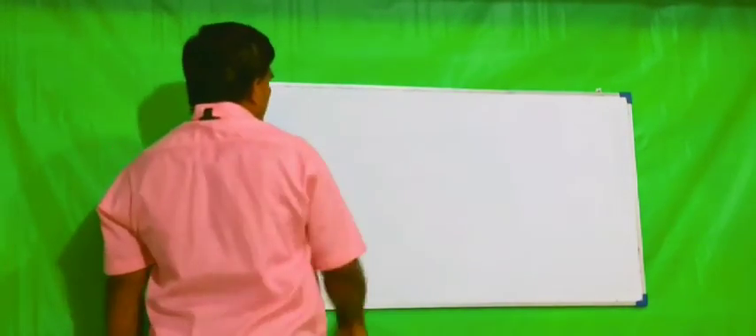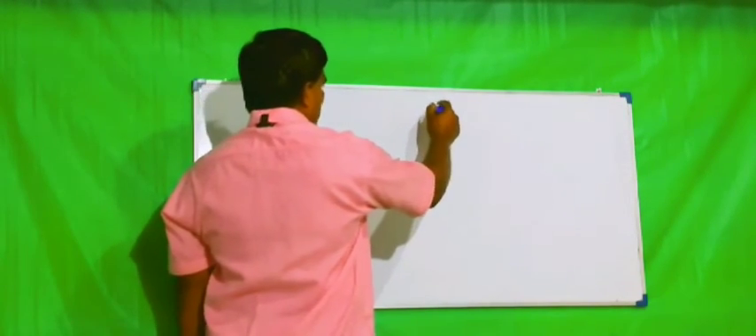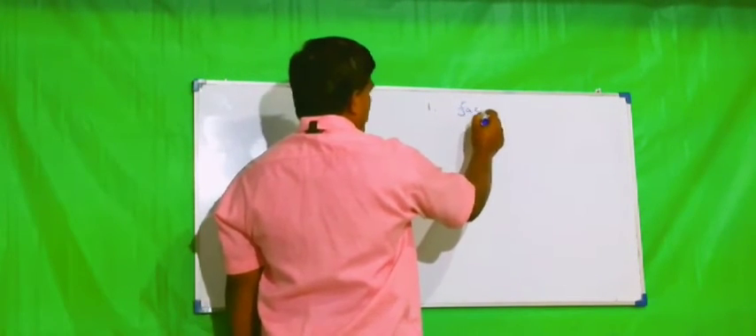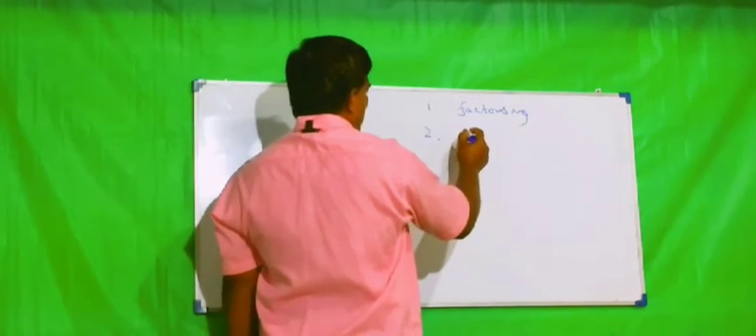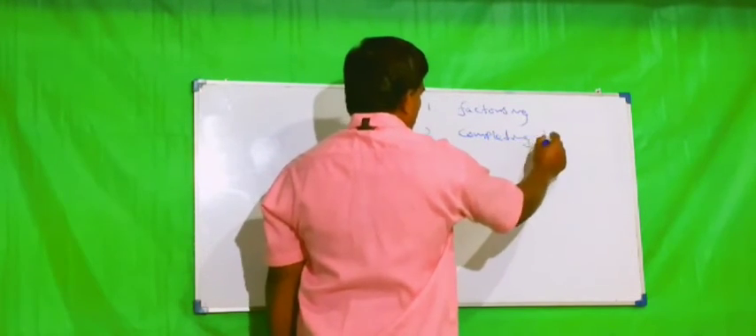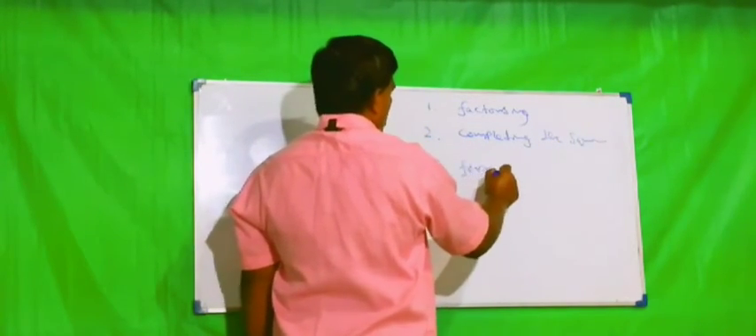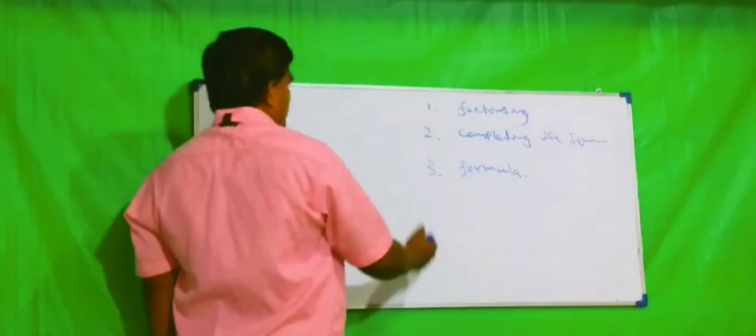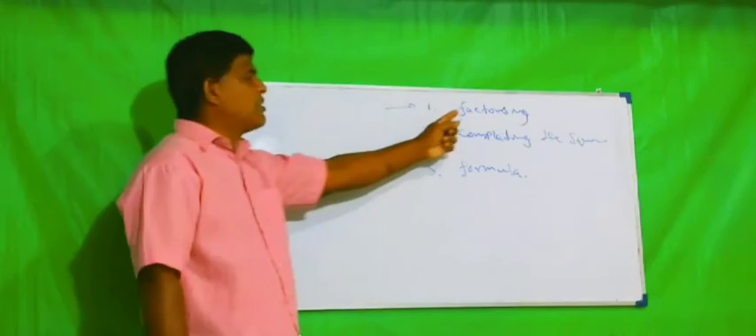Regarding quadratic equations, to solve them there are three ways. One is by using factors, the factorizing method. Second is completing the square. Third is the formula. And let's take the first method of solving quadratic equations. It is the factorizing method.